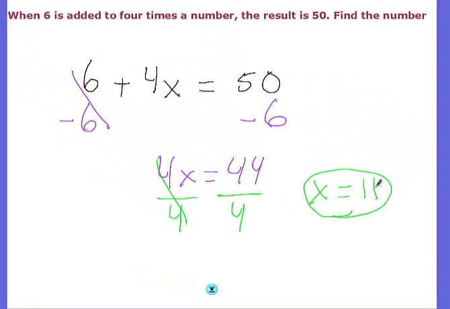And again, this one's fine if you just write x equals 11 because it says what's the number. It doesn't say how many times we visit something, or how many hot dogs you can buy. It just says what's the number. x equals 11.